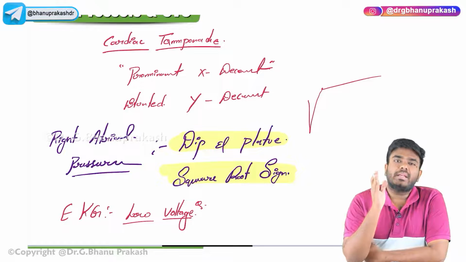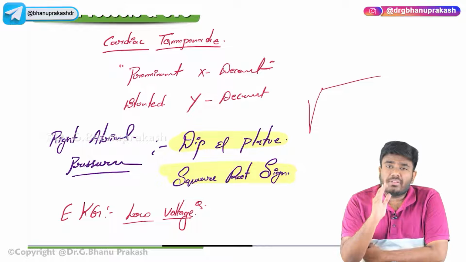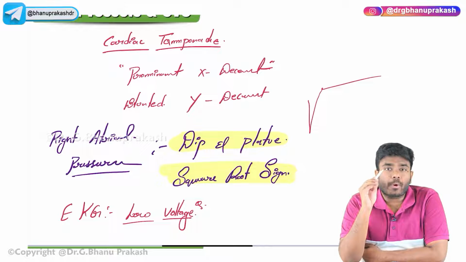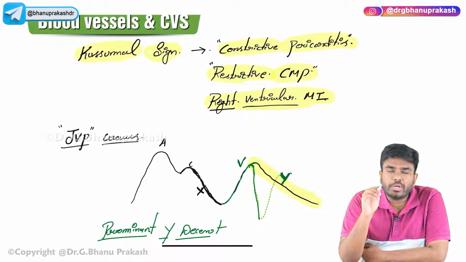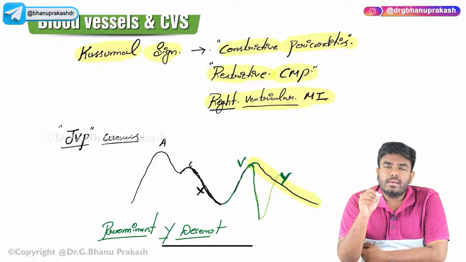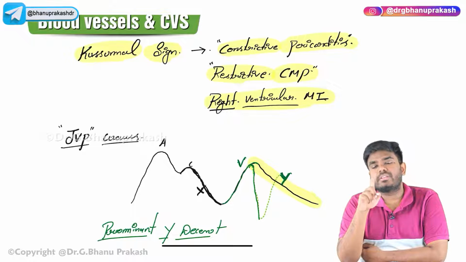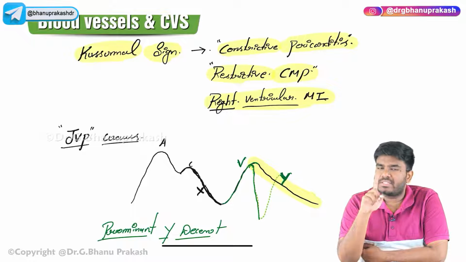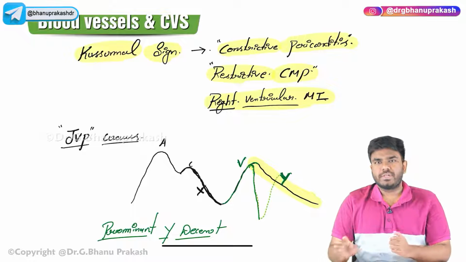So right atrial pressure shows the dip and plateau sign or the square root sign. On jugular venous pressure tracings, the prominent Y descent is going to be seen, and the patient is going to have the Kussmaul sign. The Kussmaul sign is nothing but the rise in the jugular venous pressure during inspiration. So with this, I have covered all the important points which you need to know for your exam.